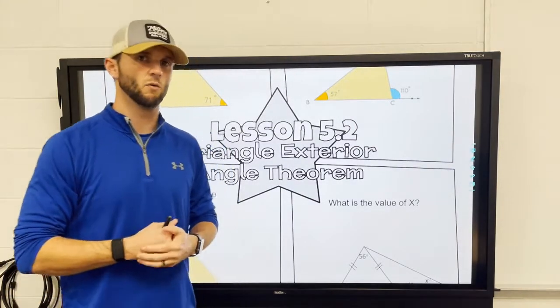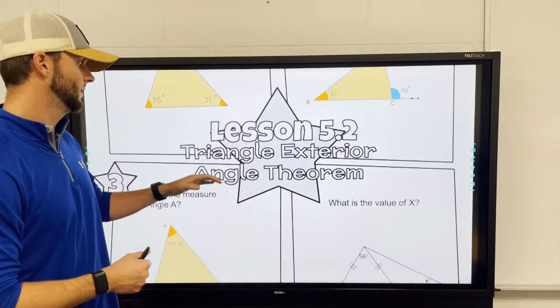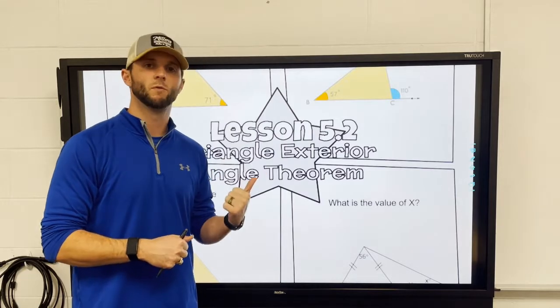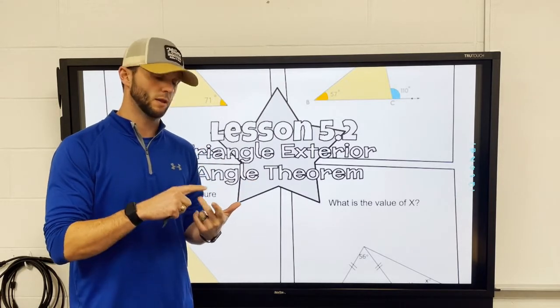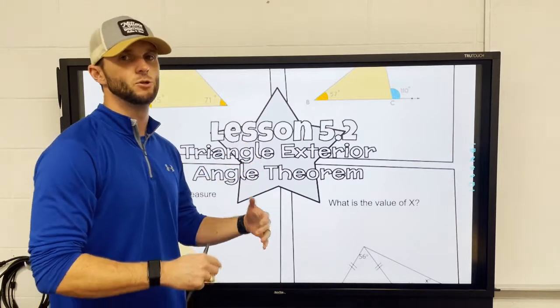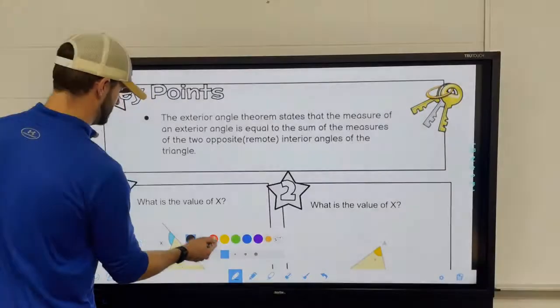Guys, so today we're moving on into lesson 5.2, which is dealing with something called the triangle exterior angle theorems. So on the one before we did the interior angles, and then we also did an isosceles triangle theorem. So now we're just adding to your toolbox to deal with some triangles. So let's jump into that.